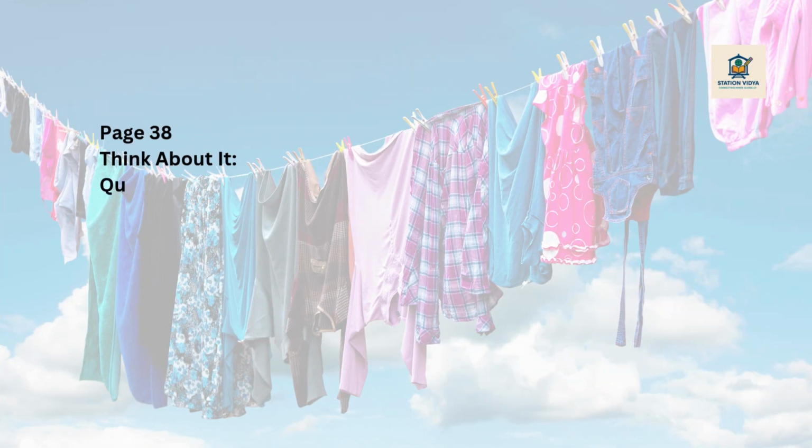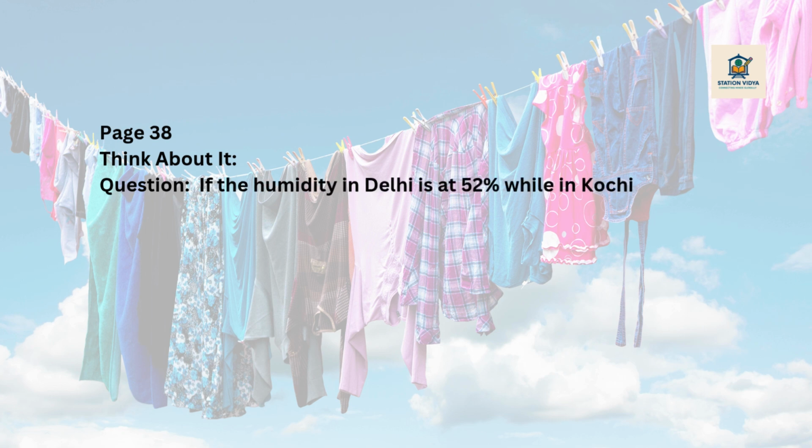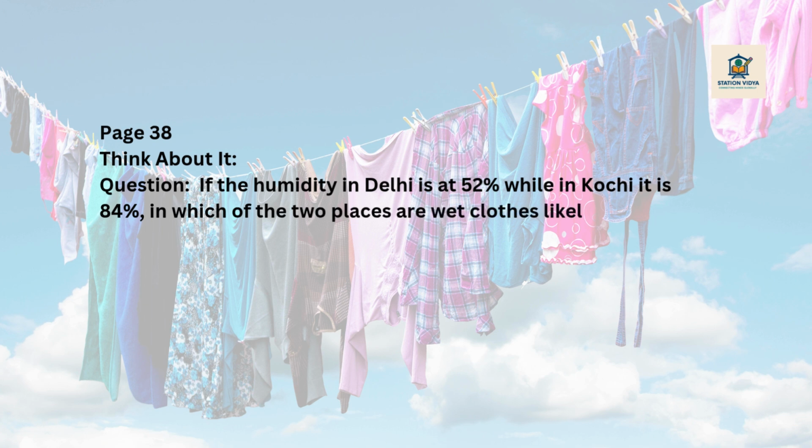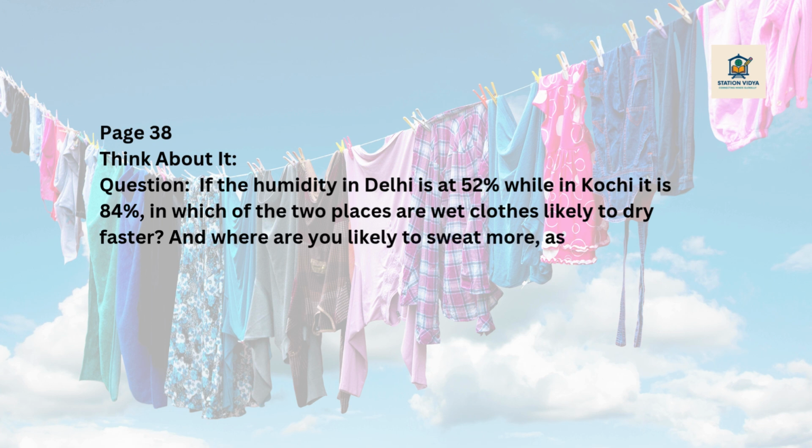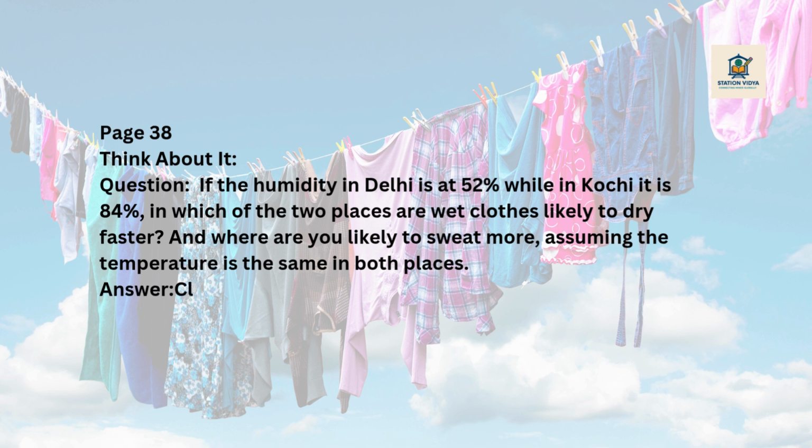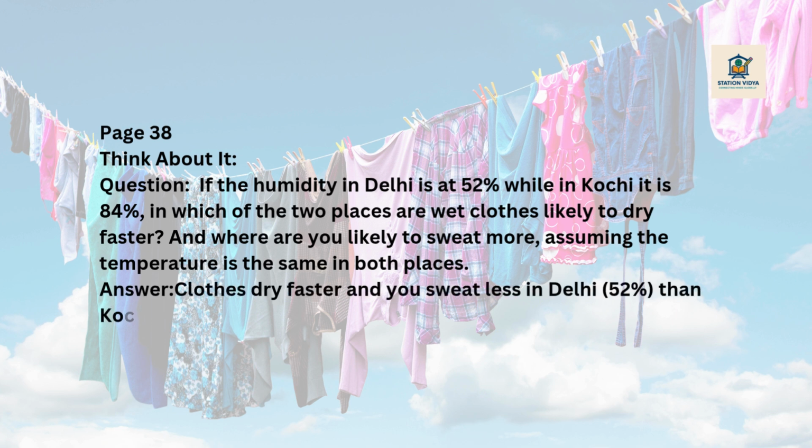Page 38. Think about it. Question: If the humidity in Delhi is at 52% while in Kochi it is 84%, in which of the two places are wet clothes likely to dry faster? And where are you likely to sweat more, assuming the temperature is the same in both places? Answer: Clothes dry faster and you sweat less in Delhi, 52%, than Kochi, 84%.